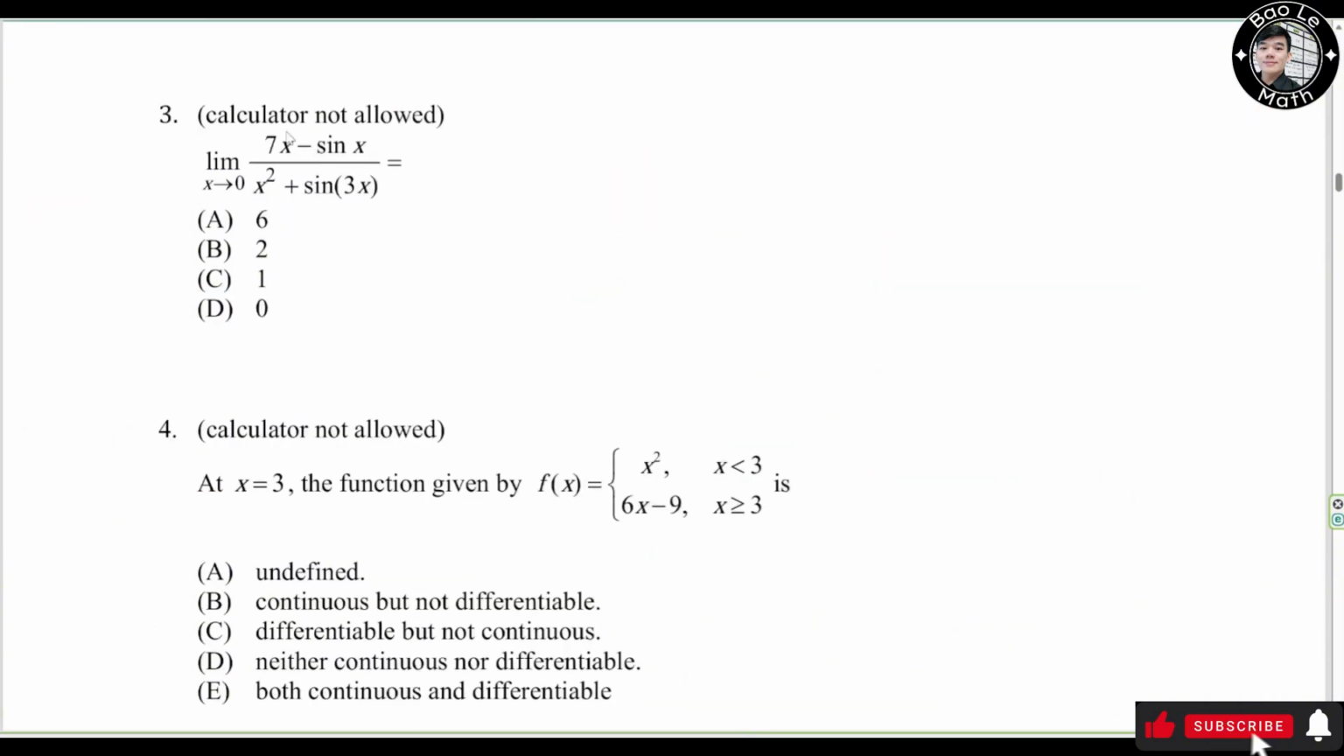Now question 3. We need to find the limit of 7s minus sine s over s squared plus sine 3s as s approaches 0. So we're going to substitute 0 for s to see what happens. The limit of 7s minus sine s as s approaches 0 is 0. The limit of s squared plus sine 3s as s approaches 0 is still 0. So we have the indeterminate form 0 over 0, so we say L'Hospital's rule applies.